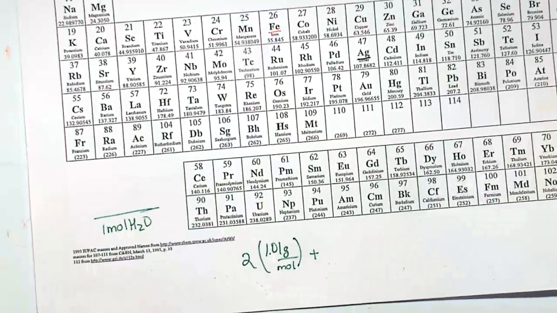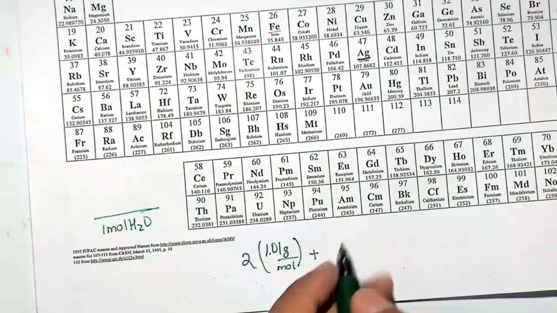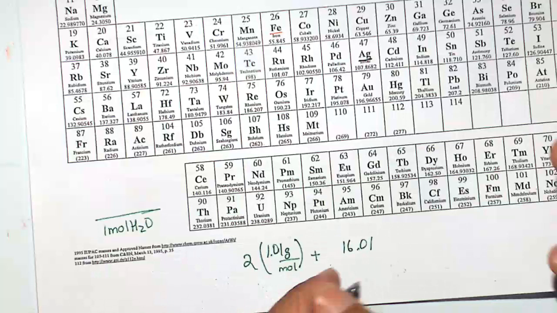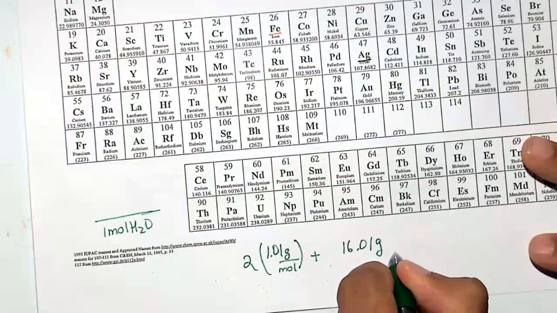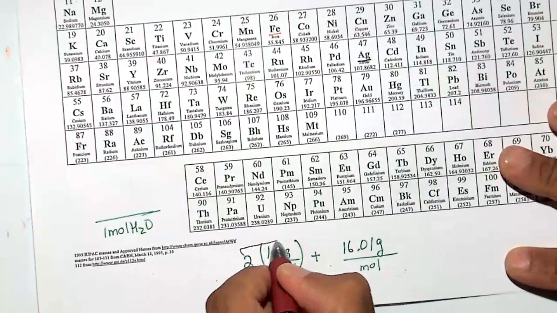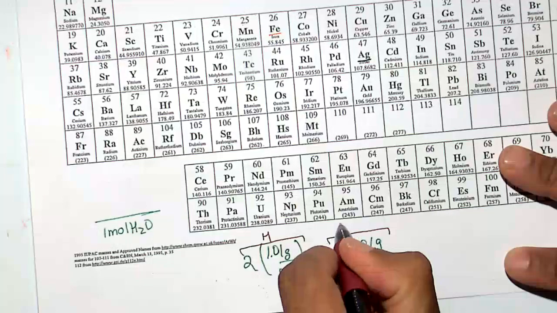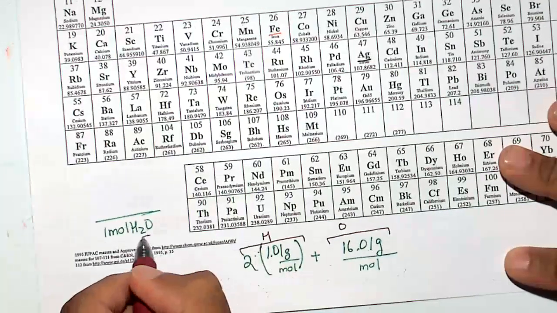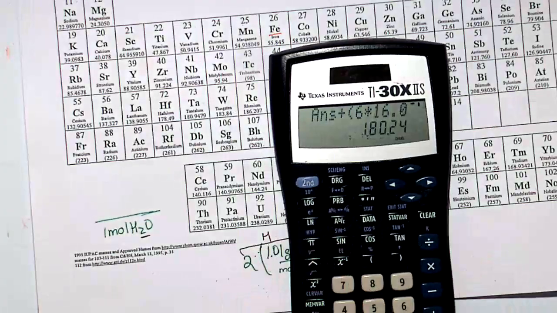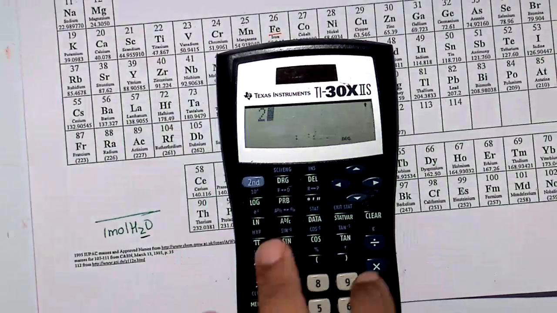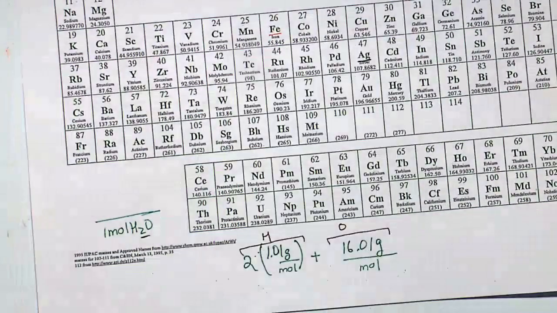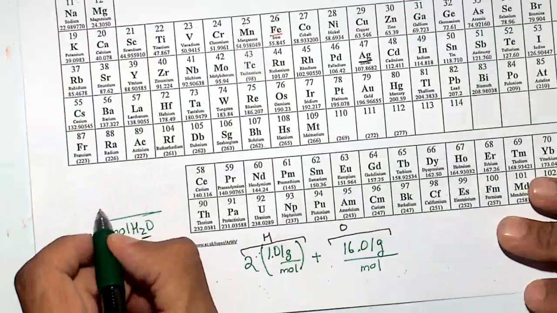Times 2, good. And then oxygen, 15.994. I'm just going to round it to 16.01. You can do 15.99. Our answers will be pretty much the same. 16.01 grams are in 1 mole of oxygen. So for H2O, this will be hydrogen, and this would be oxygen. Why did we multiply it by 2? In water, there are 2 hydrogens that have come together. So 1 mole of water contains how many grams of water? 18.03 grams.